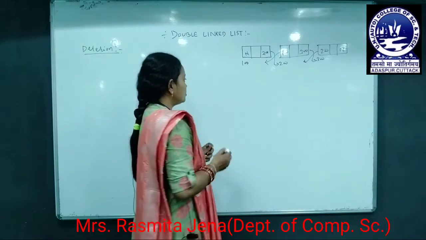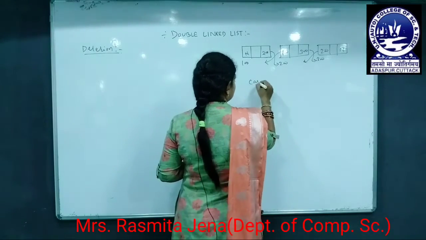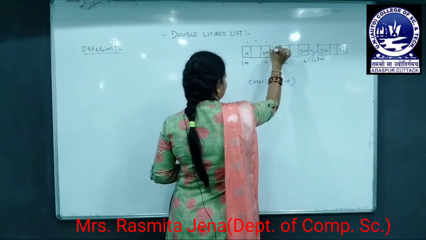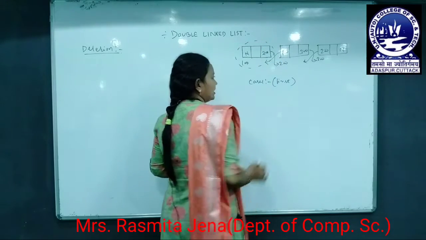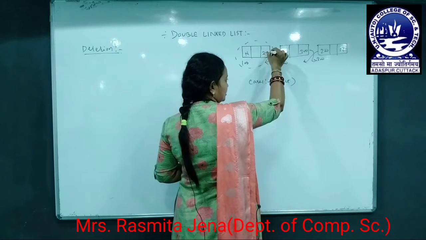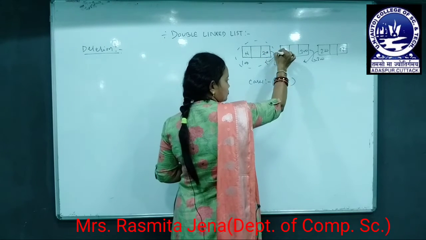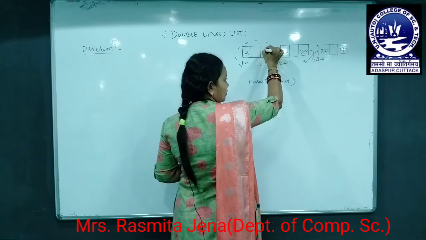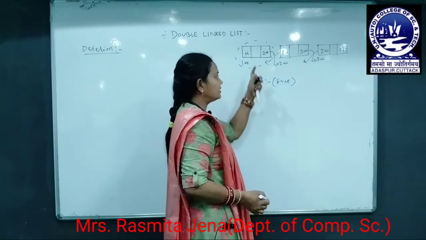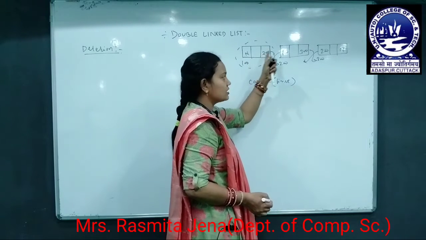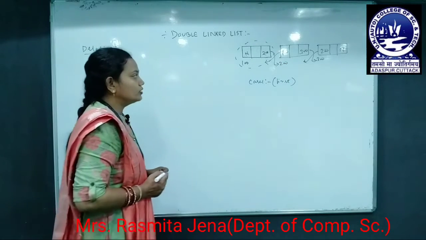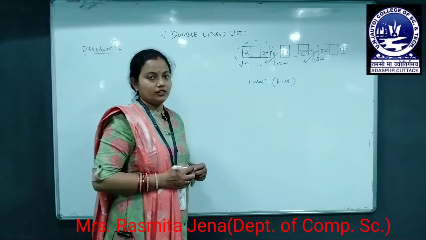Suppose we have 3 cases. In case 1, we want to delete the first node. That means we want to delete this node. When we delete this node, we will set the null value at this location, that means we will remove this link as well as this link. Here we will remove this link and we will set null value as this link, because after deleting the first node from the double linked list, now this node is our first node. So, let us see the function implementation of the double linked list.